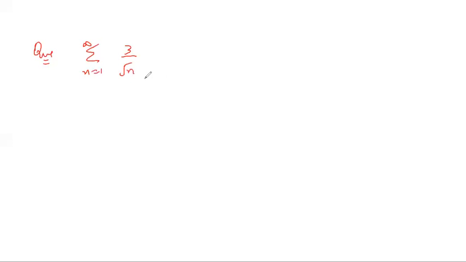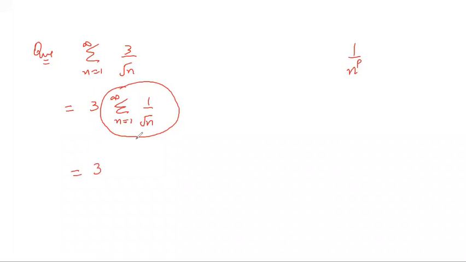You have to tell whether this series is convergent or divergent. So you know your p series is 1 by n raised to power p. Now this 3 is just a scalar. 3 is not a function of n, so that can be taken out of the sign of summation. So essentially this is this. This one I know is divergent by p series test.